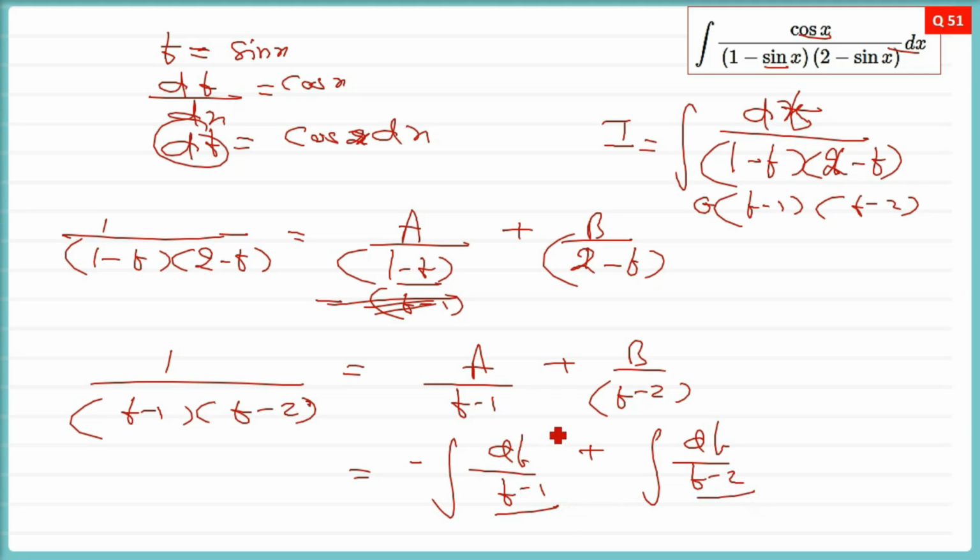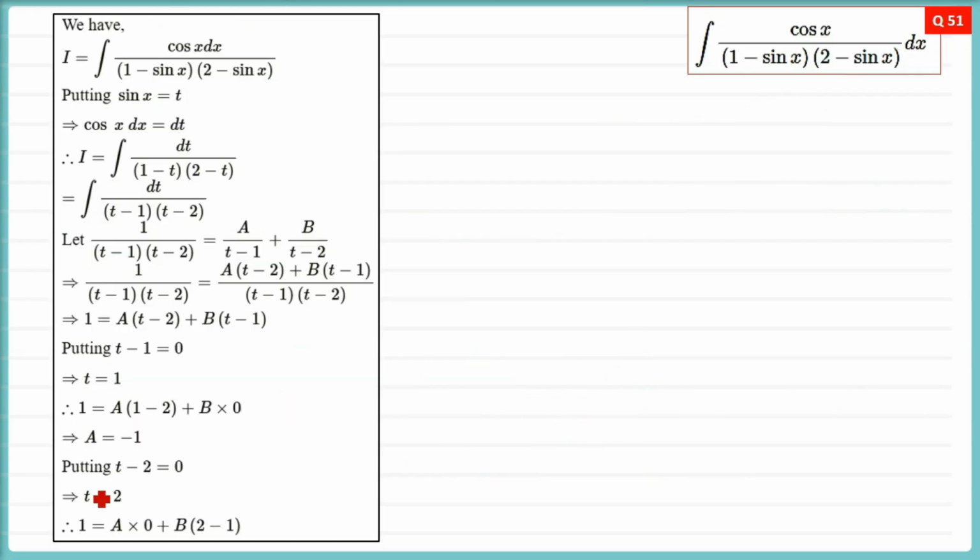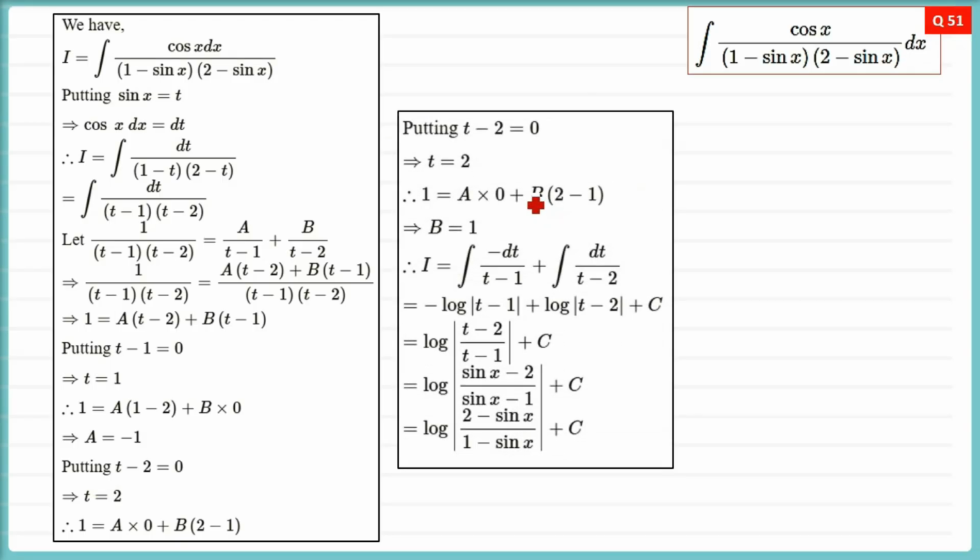You just have to integrate these two. Integrate. This will be log of t minus 1 and then log of t minus 2, and finally replace it by sin x. So that's the basic thing I've told you about this question. From here to here you can do it by yourself. There are certain things which need to be explained, like the negative was taken out. So this is quite a self-explanatory solution.